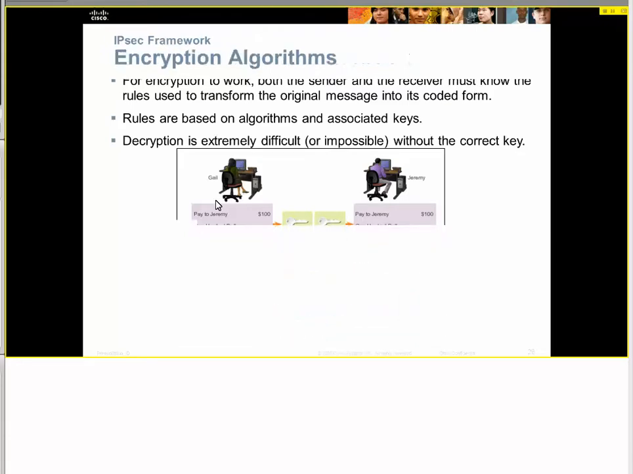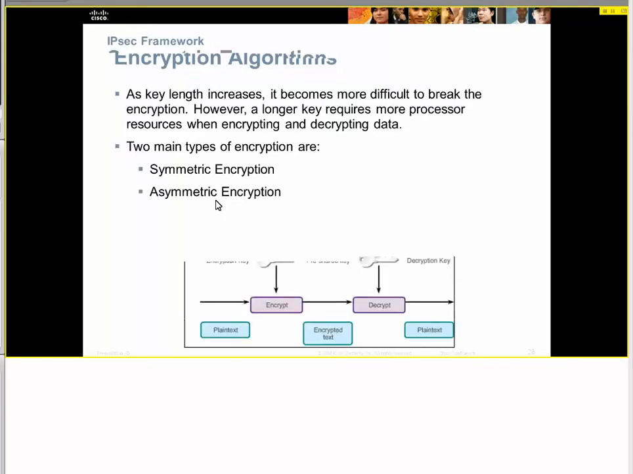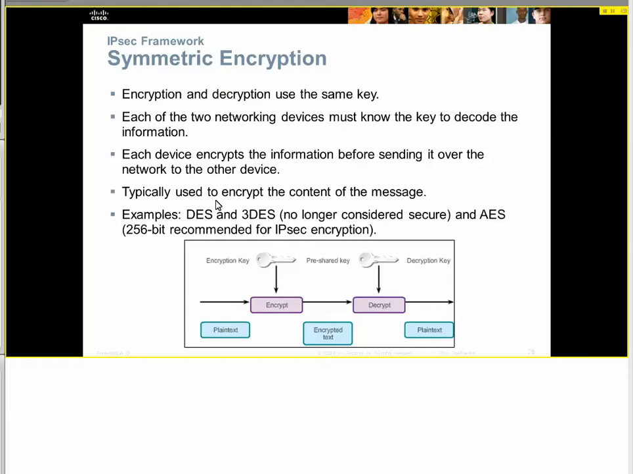Okay, there are two types of algorithms that are used to encrypt and decrypt. We have symmetrical and asymmetrical. You probably are very familiar with them. Symmetrical algorithms use the same key to encrypt and decrypt. You have one key to encrypt and decrypt, and both sides must have the same key. You'll sometimes hear symmetric algorithms referred to as shared key algorithms, where we have to have the same key.